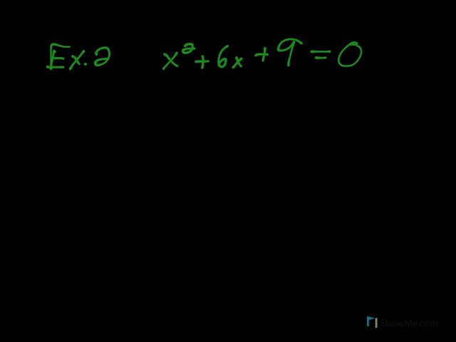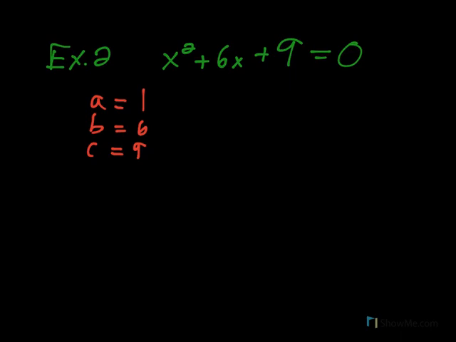All right, the first thing is to set this equal to 0, but this is already set equal to 0. So let's identify a, b, and c. a is 1, b is 6, and c is 9. I hope you see this. I'm just looking at the signs in front of the numbers.